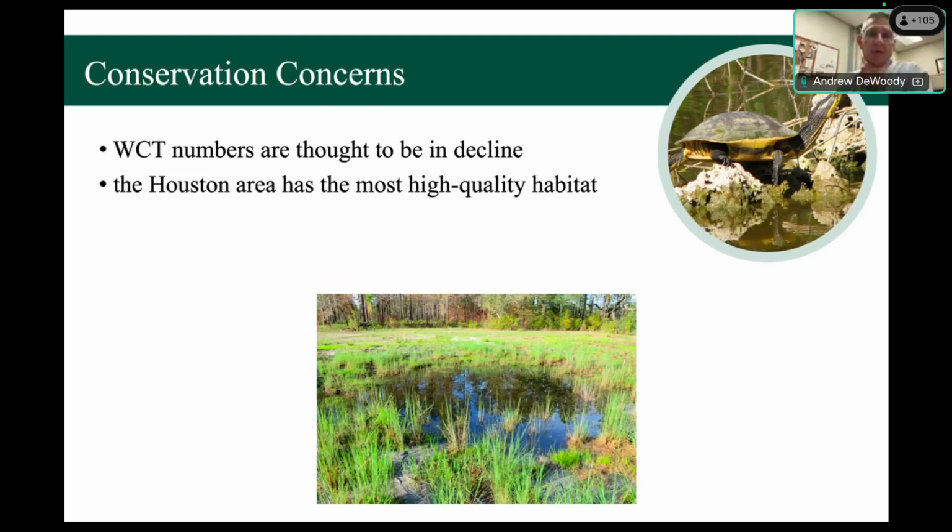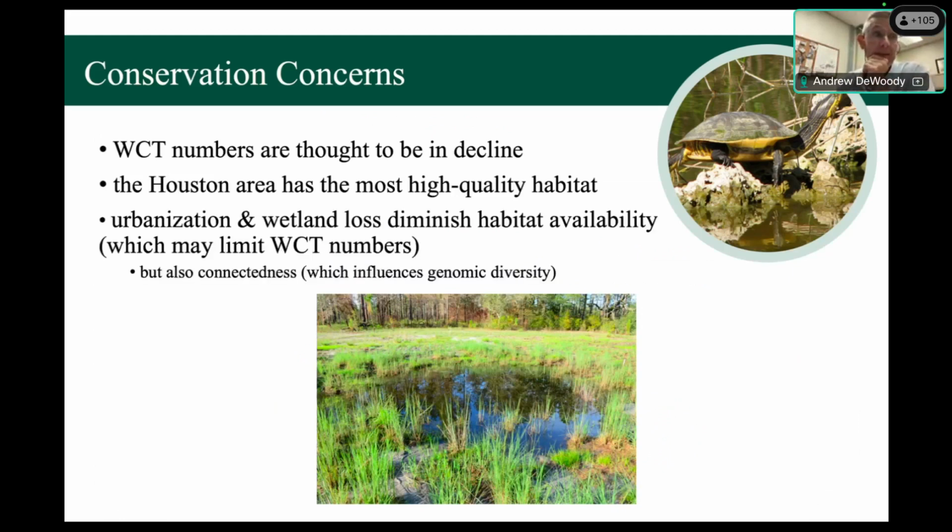The Houston area has the most high quality habitat in some regions, but urbanization around Houston, right? Most everybody on this webinar is going to appreciate that urbanization's a big problem. And the wetland loss diminishes habitat availability, which of course probably limits western chicken turtle numbers. But from a genomic perspective, it's also important to note that this urbanization and wetland loss leads to a patchwork habitat that can also reduce connectedness of the habitat, which influences genomic diversity indirectly.